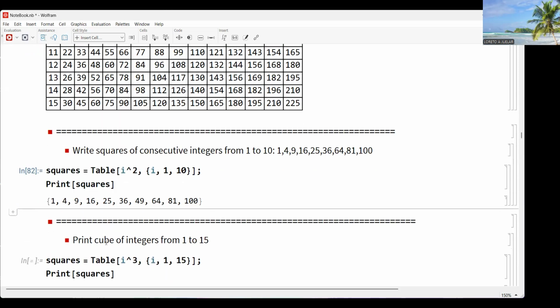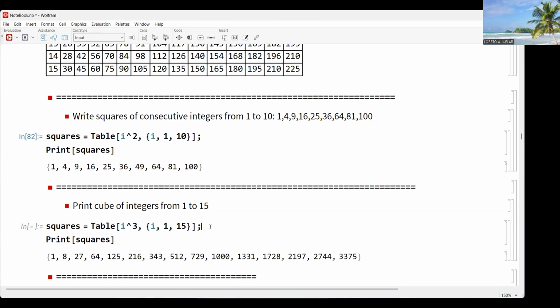For example, we have another example here, print the cube of integers from 1 to 10. So what we have here is the cube of 1, the cube of 2, the cube of 3, the cube of 4, the cube of 5, the cube of 6.